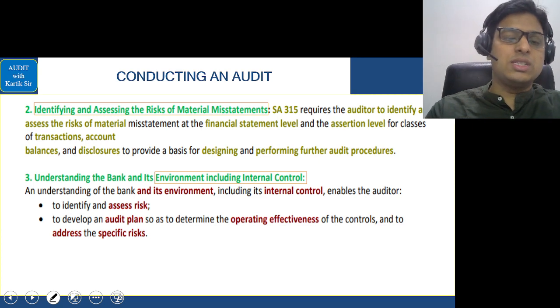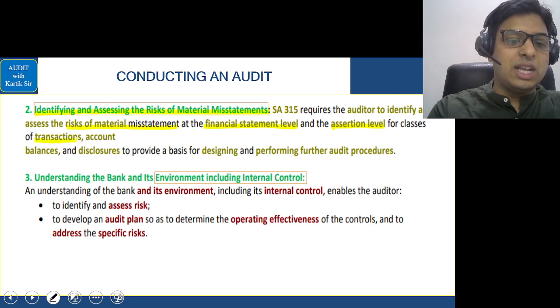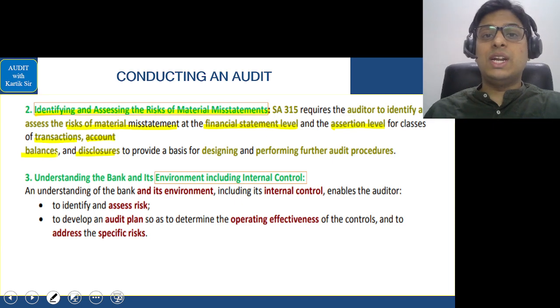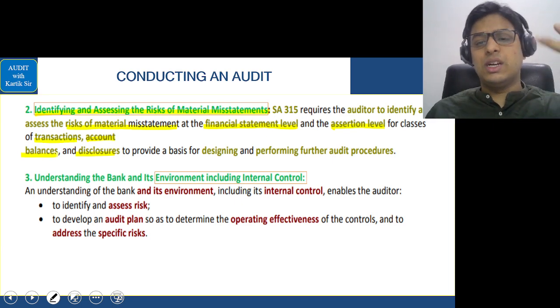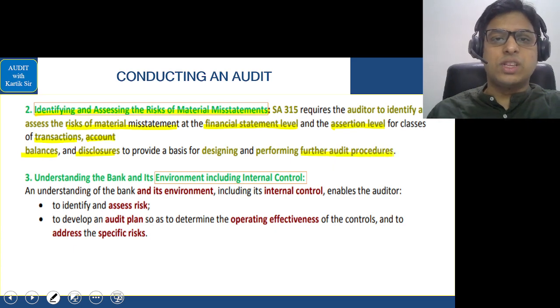Okay. So see this. Identifying and assessing the risk of material misstatement, SA 315. They have said here we have to check the risk of material misstatement at 2 levels, which you know very well. FS level, which is more pervasive, and assertion level, which is for transactions, account balances, disclosures. My dear students, you know this by the name TAD, correct? And based on that, you will decide your further audit procedures. Comfortable? Okay.